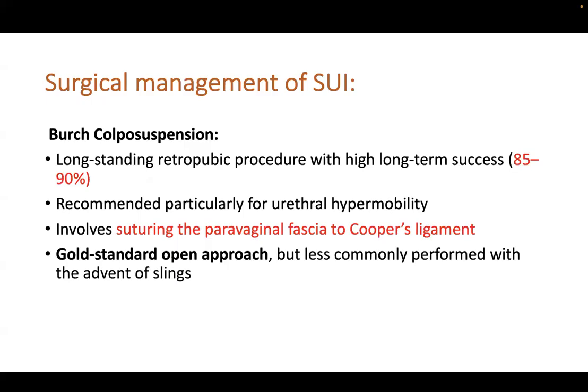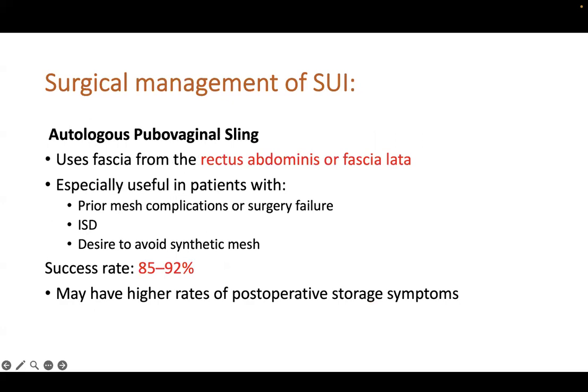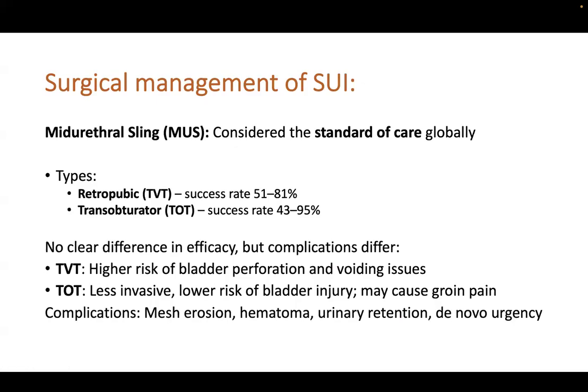In Burch colposuspension, the success rate is almost 90%. Here we suture the paravaginal fascia or neck of the bladder to the Cooper's ligament. I already told you, it is the gold standard. And autologous fascial sling, with rectus abdominis or fascia lata, the success rate is around 85 to 92%. And the TVT-TOT, that is the mid-urethral sling, the success rate in TVT is around 80% and TOT around 43 to 95%. And what is the main complication here?